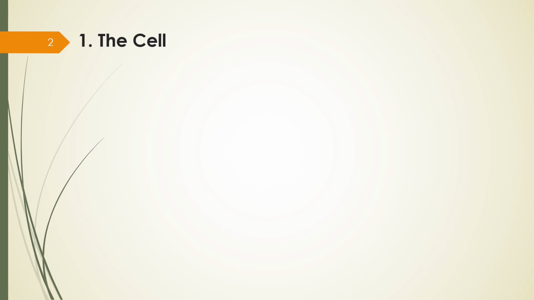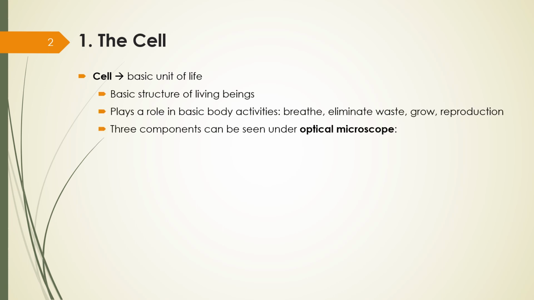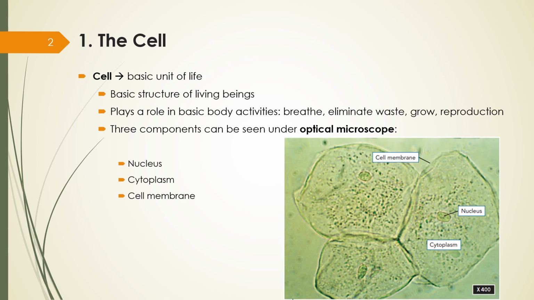So what's the cell again? Yeah, so the cell is the basic unit of life. What are the three main components in the cell? So the three main components are the nucleus, cytoplasm, and cell membrane. Then you can see them under an optical microscope. So when we go back, we can observe some cells under the microscope in the lab, okay?